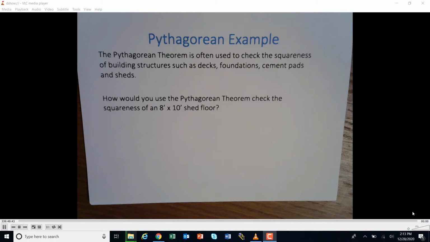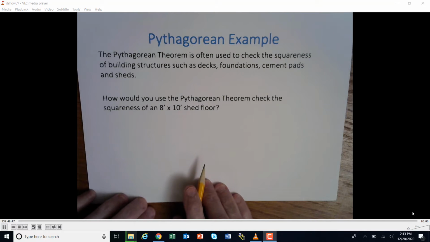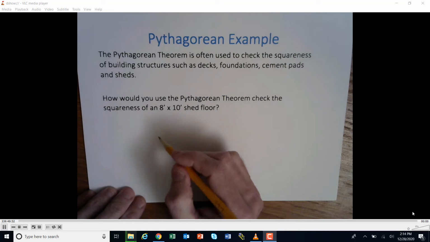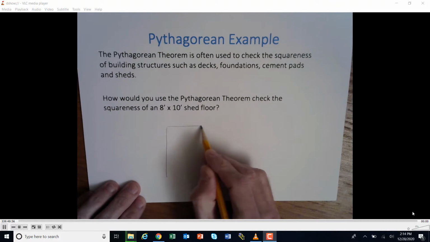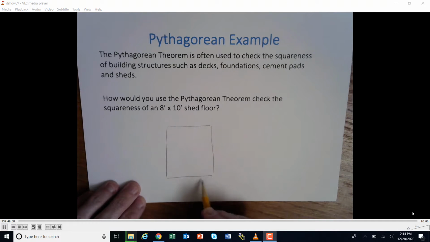Okay, here's a pretty useful example of the Pythagorean theorem. A lot of times when you're building a deck or a structure, putting in a foundation, you need to be sure that it's square. In this case, we're going to be putting in an 8 by 10 foundation for a shed. So it's going to be 8 by 10.